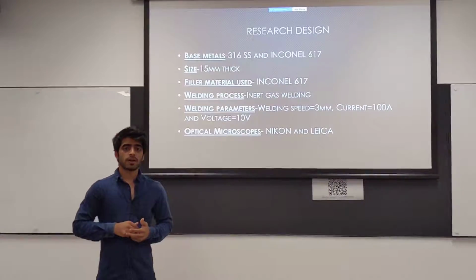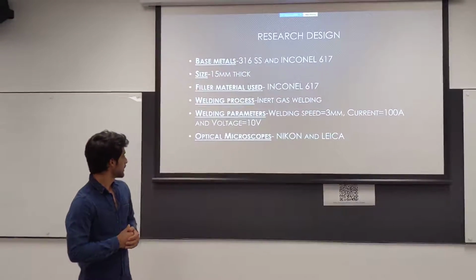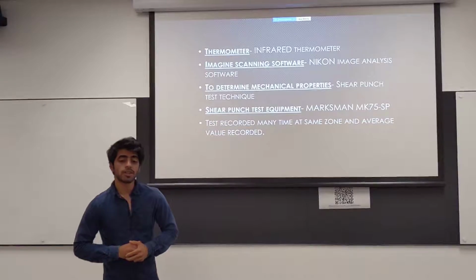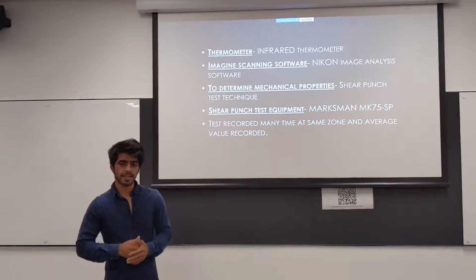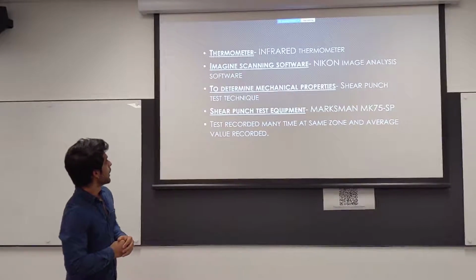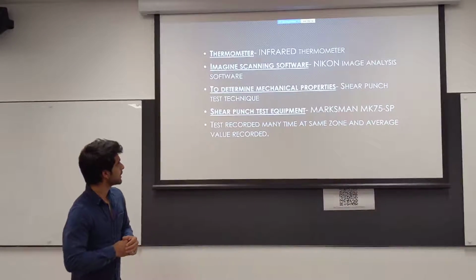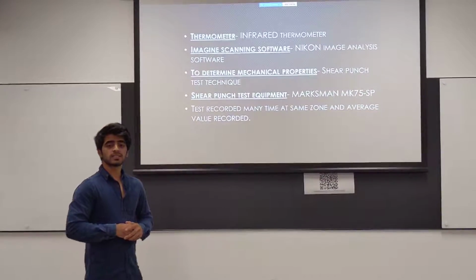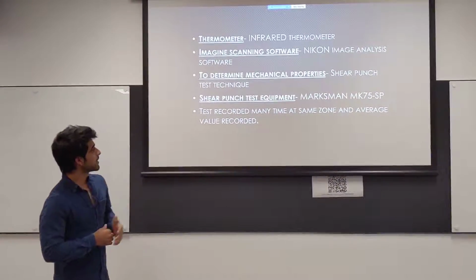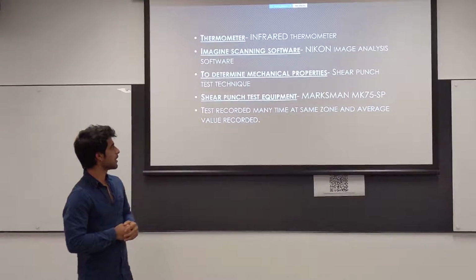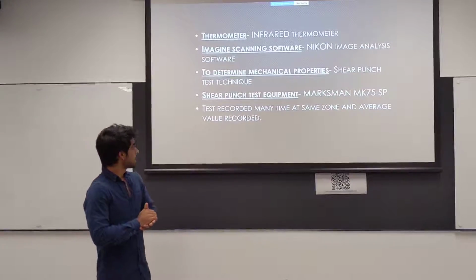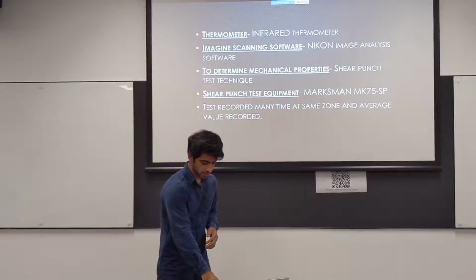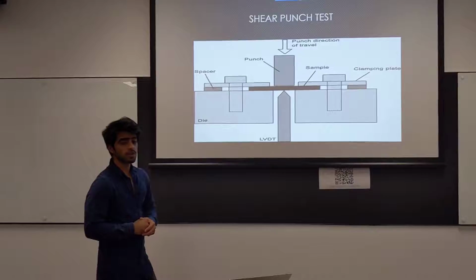Optical microscopes like Nikon and Leica are used. The thermometers used are infrared thermometers, and there are mostly 10 thermometers being used in this process. Shear punch test technique is being used to determine the mechanical properties, and Nikon image analyze software is being used to analyze the imaging that is recorded. The equipment used for shear punch test is Marksman MK75 SP. The test is recorded n number of times, and the average value is taken into consideration. This is the schematic diagram of shear punch test.